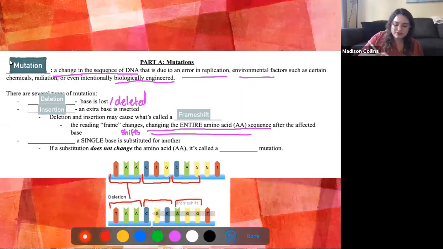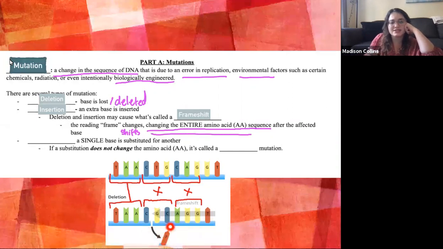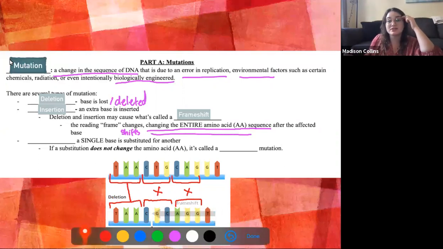We see that although this first codon is the same, these next two codons are actually different. So CTG is not the same as CGC, and CAG is not the same thing as AGG. So because we just lost this single base, it actually caused the entire DNA sequence to shift, which is going to change the amino acid sequence. So deletion and insertion mutations can cause a frame shift, which is going to cause some pretty detrimental effects, right? It's going to change the amino acids that are coded for, which is going to change the protein that's coded for, right?